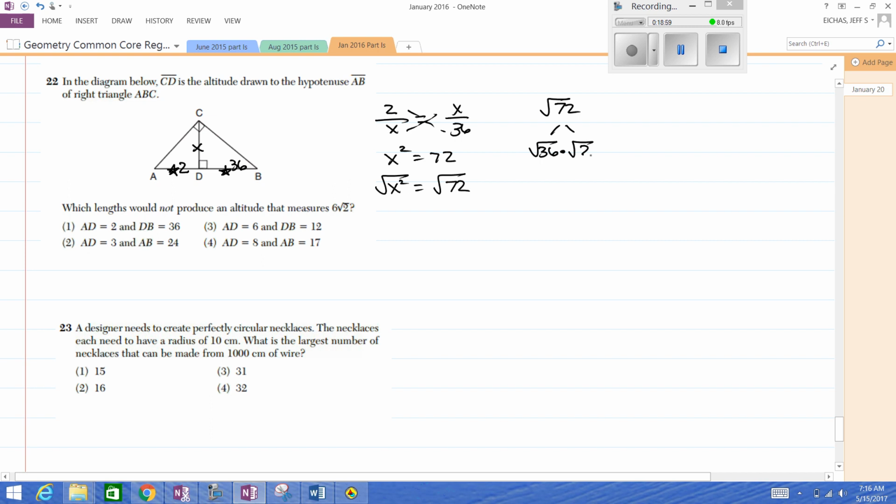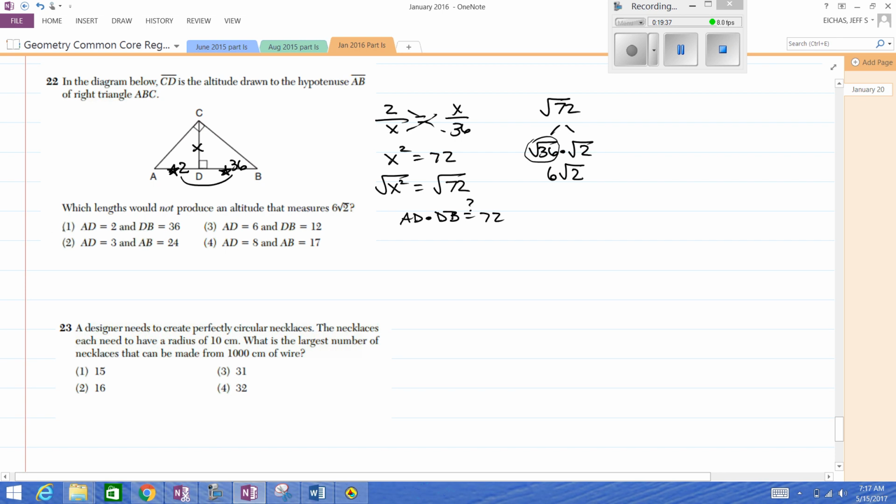we can simplify that in this way. Okay, that's simplifying square roots. And, you know, you're looking for a perfect square. The biggest one possible is 36. And it does turn into 6 square root of 2. Now, basically what we've just learned is the answer to this problem is going to be, do these two multiply to 72? Does AD times DB equal 72 or not? If it does, that problem is going to produce an altitude that measures 6 square root of 2.